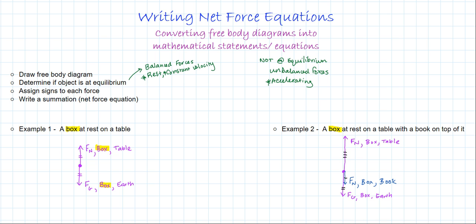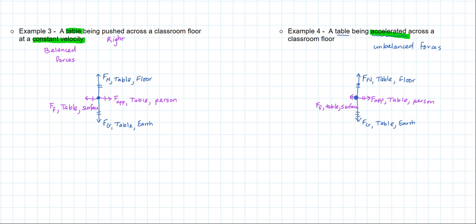All right. Once we've decided if the object's at equilibrium or not, then we're going to assign a sign to each force. So for example 1 here, a box at rest on a table. Well, they told us what this is, so this is at equilibrium. I'm going to put a check on that. The next one, a box at rest on a table. Yes, again, the box is at rest, so it is at equilibrium. Let's go through these other two here. A table being pushed across a classroom floor at a constant velocity. Yep, that's equilibrium. A table being accelerated across a classroom floor. No, that is not at equilibrium because it says that it's being accelerated.